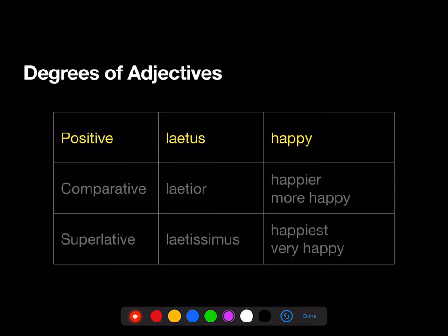So degrees of adjectives. The positive degree is just the regular degree of the adjective. For example, laetus, happy. The comparative degree, laetior, there's that -or ending in the nominative singular, happier or more happy. And finally, the superlative degree that we've been seeing for a while has this -issim- right there, before the ending. So laetissimus, happiest or very happy. So positive, comparative, superlative.